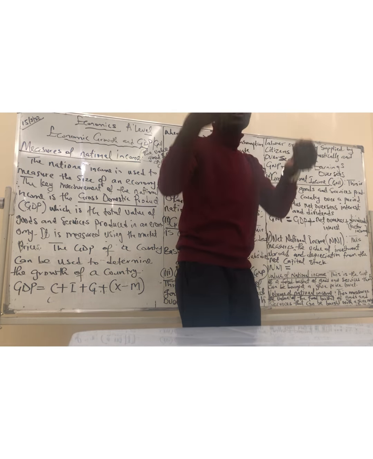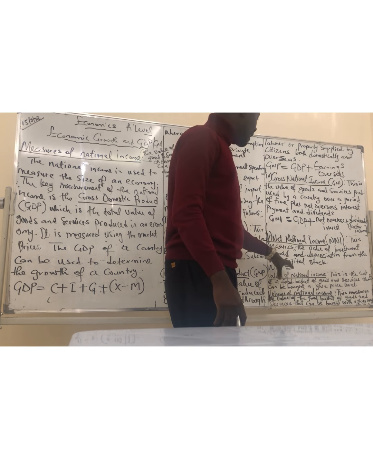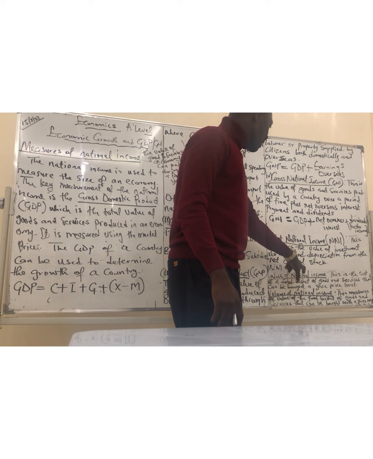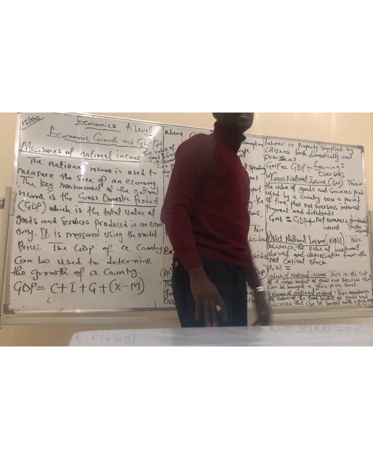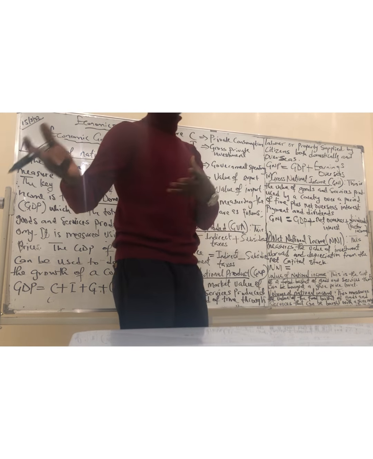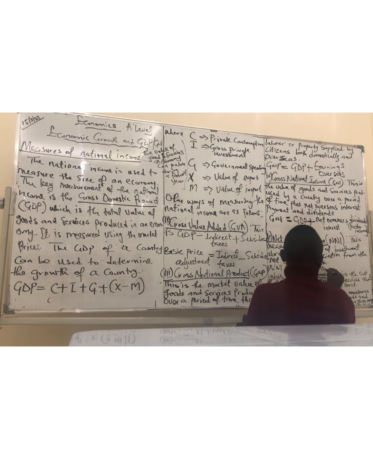Then we have the NNI, the net national income. So when we talk about the net national income, we said what? This measures the value of investment abroad and depreciation from the net capital stock. So NNI is GNP minus depreciation. Your national income, which is your GDP, minus depreciation. Do you get it? So NNI is national income minus depreciation.